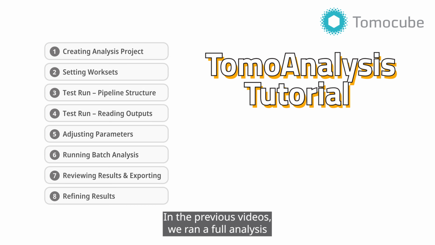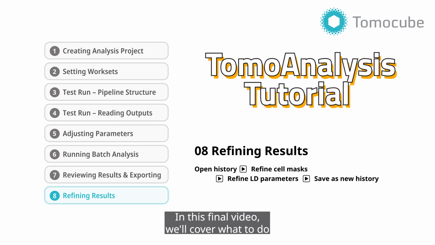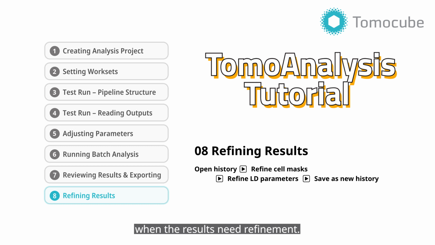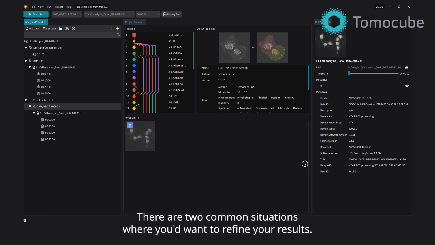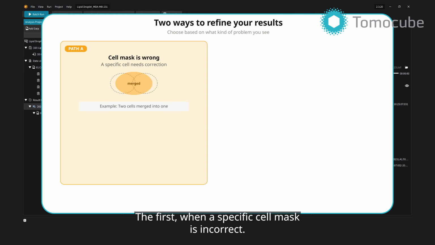In the previous videos, we ran a full analysis and exported the results. In this final video, we'll cover what to do when the results need refinement. There are two common situations where you'd want to refine your results. The first, when a specific cell mask is incorrect.